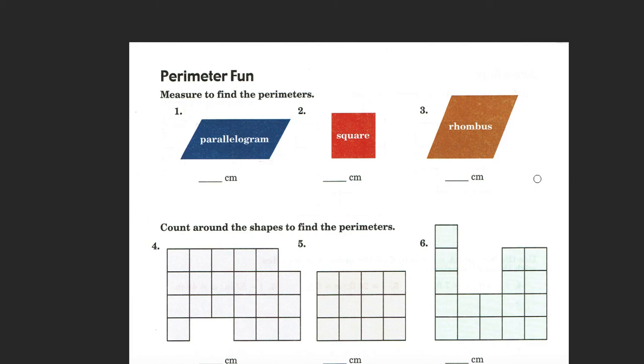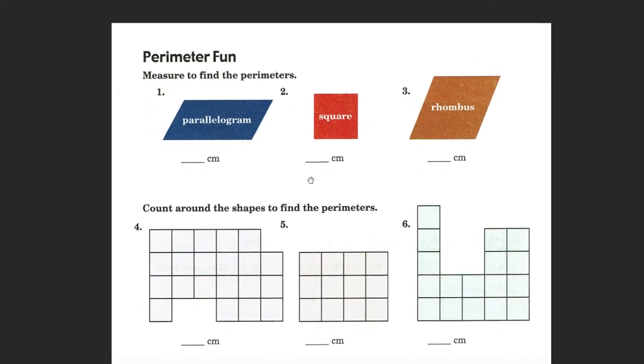Hey, fourth graders, this is Perimeter Fun, pages 335, 336. All right, so let's have some fun. Let's get started. Okay, number one.